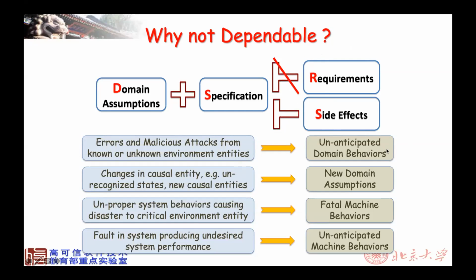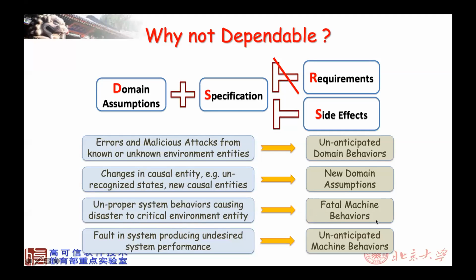There are four reasons why a system is not dependable. The errors and the malicious attacks. Obviously these are threats to the system dependability. And the changes in cultural entity, that is another threat to the system dependability. This one brings in new domain assumptions. For example, a malicious attack may cause unanticipated domain behaviors. And the third thing is improper system behavior, some wrong behavior of the system may cause disaster to a critical environment entity, which may cause unanticipated machine behaviors.